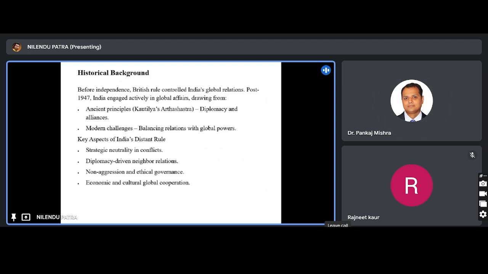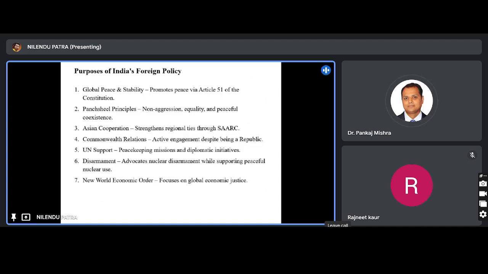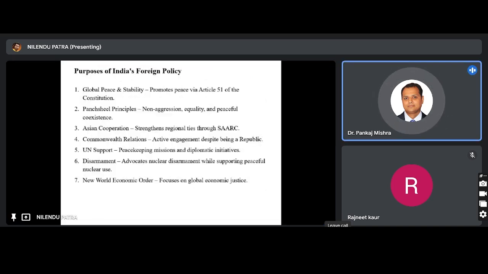Key aspects of India's foreign policy: strategic neutrality in conflicts, diplomacy-driven neighbor relations, non-aggression, and ethical governance. Economic and cultural global cooperation. Purpose of Indian foreign policy: global peace and stability, Panchsheel principles, ASEAN cooperation, Commonwealth relations, United Nations support, disarmament, and a new world economic order.